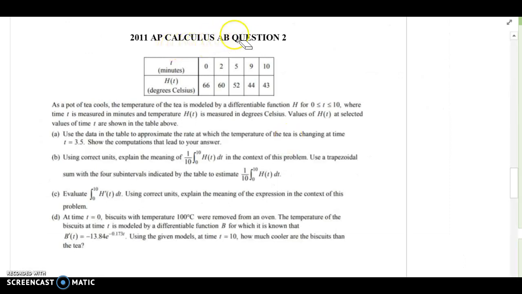This is from 2011, and here is what the question is. You see the different parts of it. We have a table that's given to us, and I'd encourage you to pause the video again and see if you can work through these problems. And in just a moment, I will work through these solutions as well.